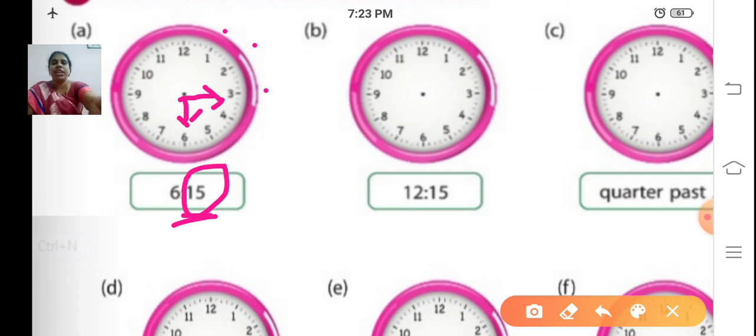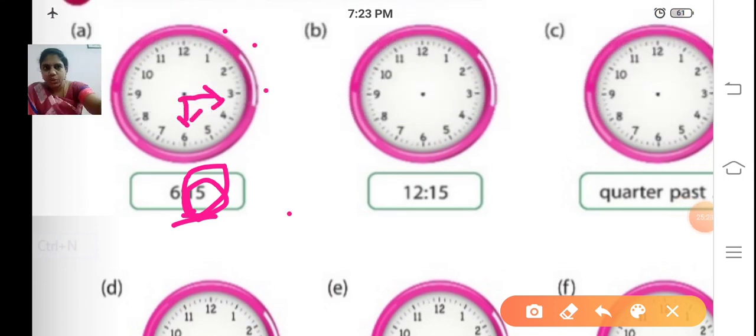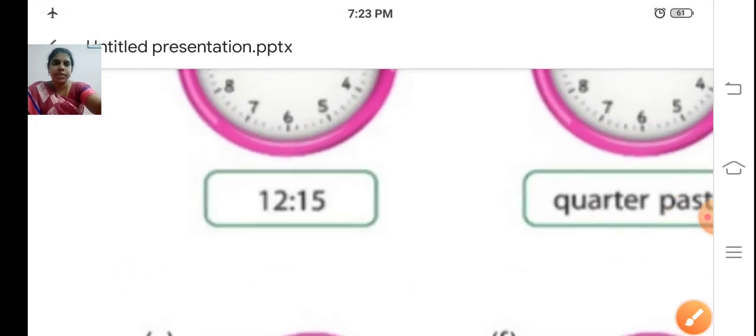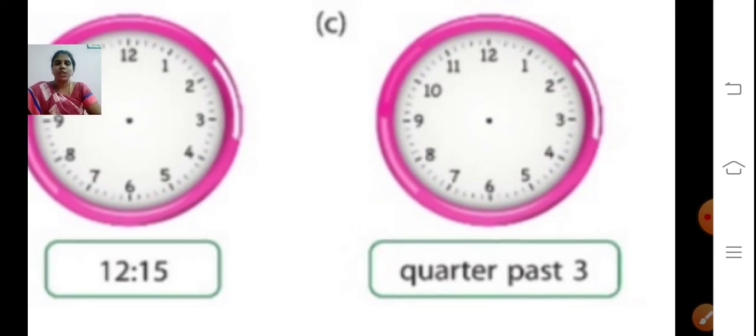So 15 minutes, that represents minutes. So how will you calculate 15 minutes? Yes, just see. 1, 2, 3. Clear? Now, one more sum we'll do. So we'll do this quarter past. Quarter past, 12:15. So for 12:15, the smaller hand should be at 12 and for 15 minutes, the longer hand should be at 3.